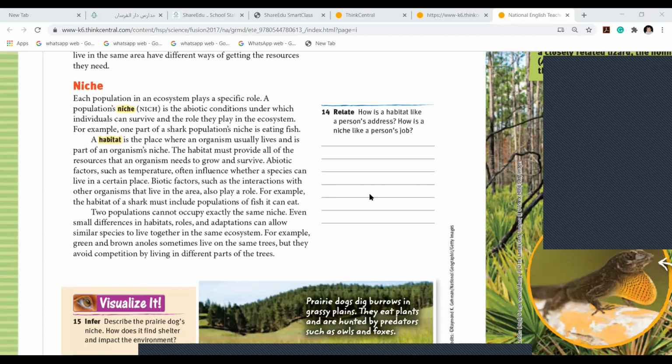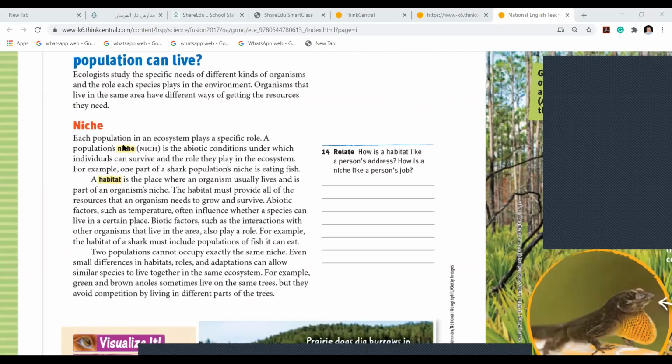So what is a niche? Each population in an ecosystem plays a specific role. Zebra has a specific role. Birds, like the duck, or some other sea animals or sea birds, they have a different role.